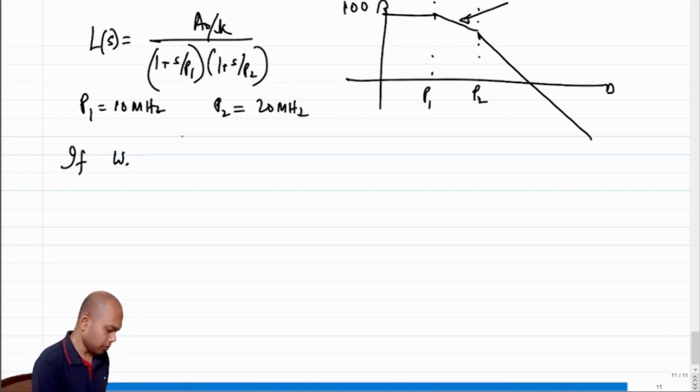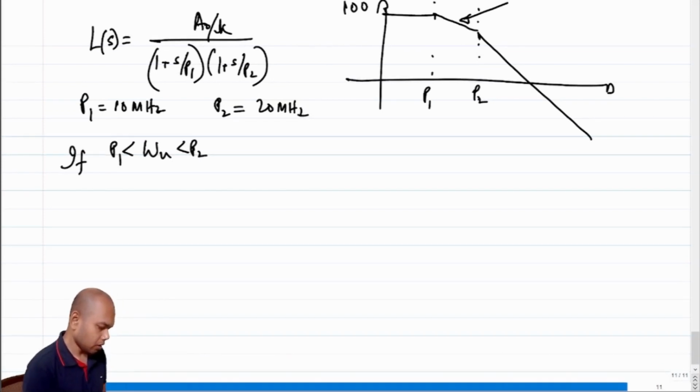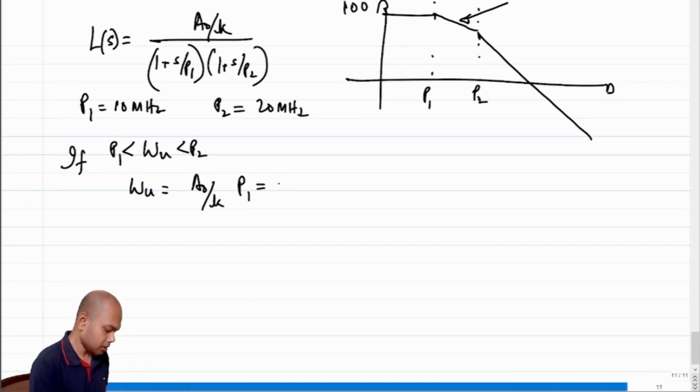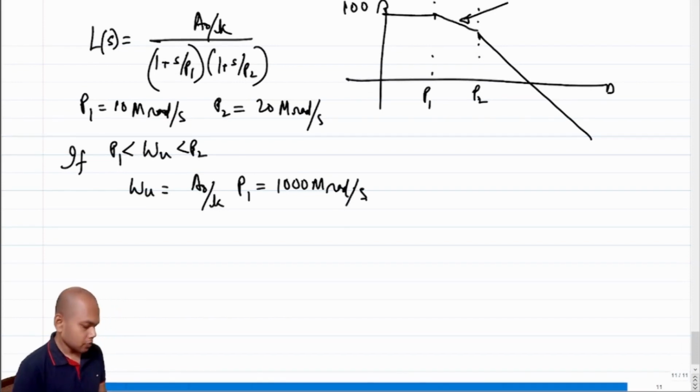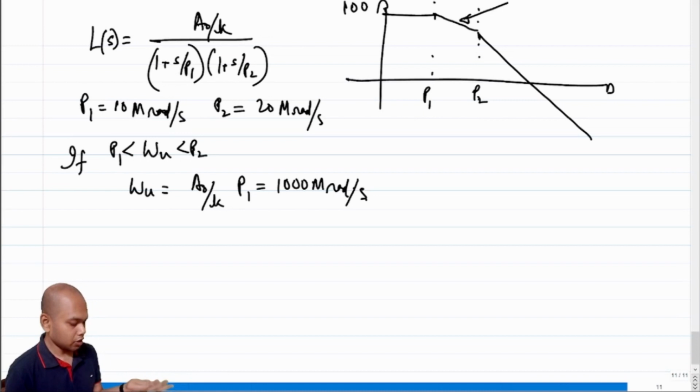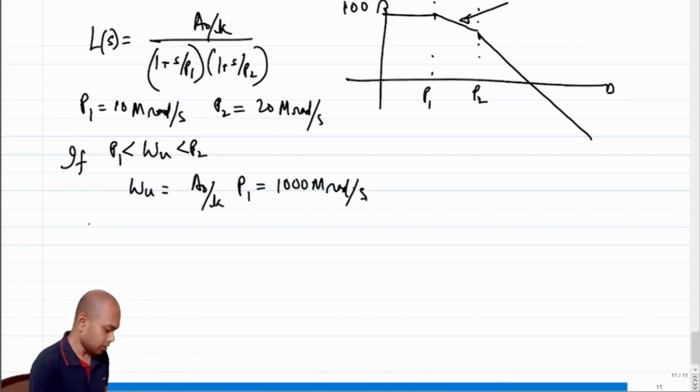If omega U is between P1 and P2, then what is the position of omega U? Omega U will be A naught by K times P1, which is 1000 mega radian per second. So clearly the solution doesn't match the assumption. Therefore omega U has to be greater than P2.